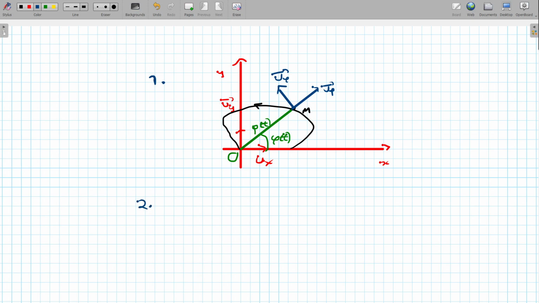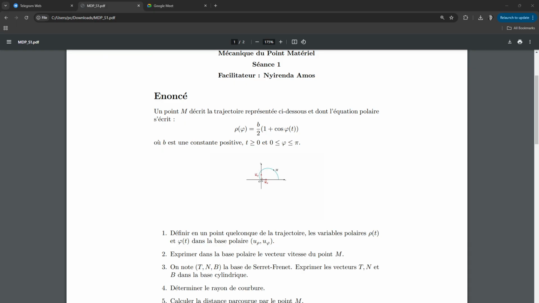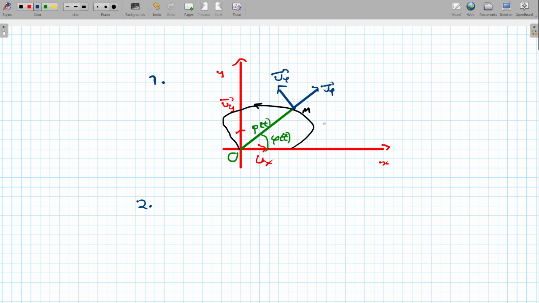The next question is saying, exprimer dans la base polaire le vecteur vitesse du point M. Like I said yesterday, before you even calculate the velocity or the acceleration, after understanding the diagram, or after drawing the diagram if the question requests it, the next thing you must ask yourself is, what is the position vector? How do I represent the position vector? In this case, they're talking about the polar coordinate system.